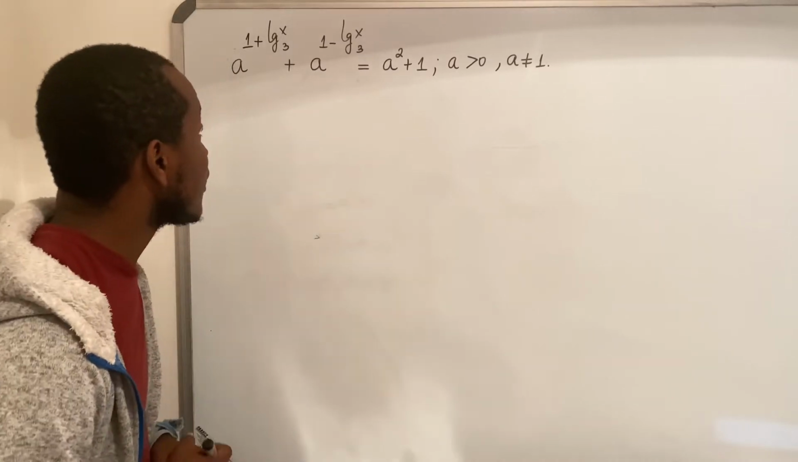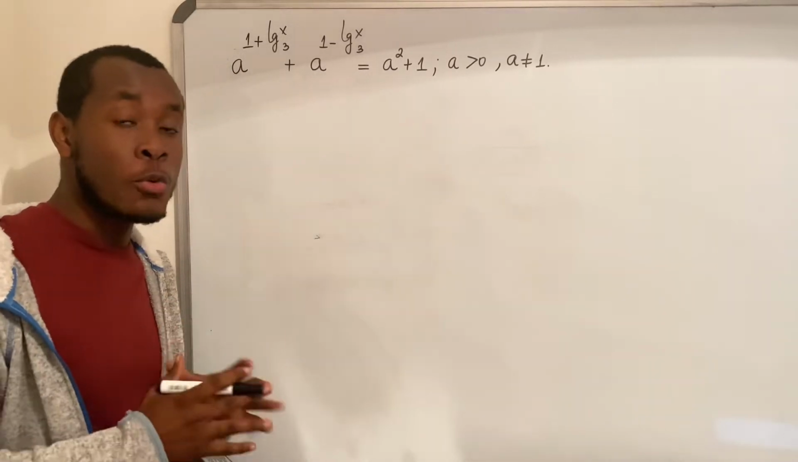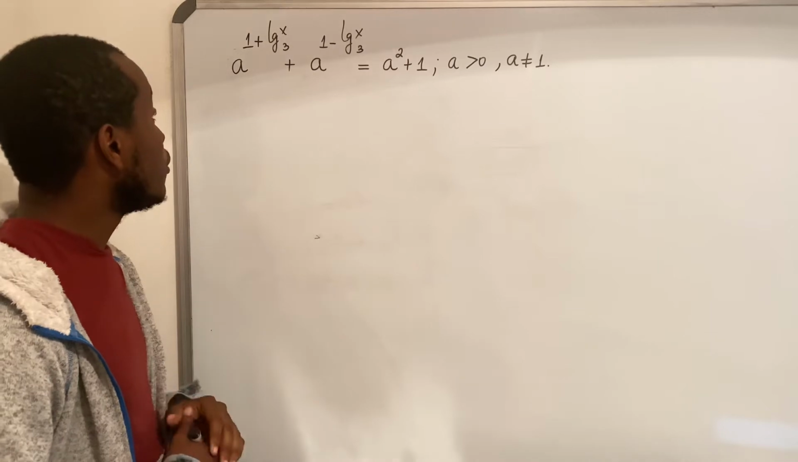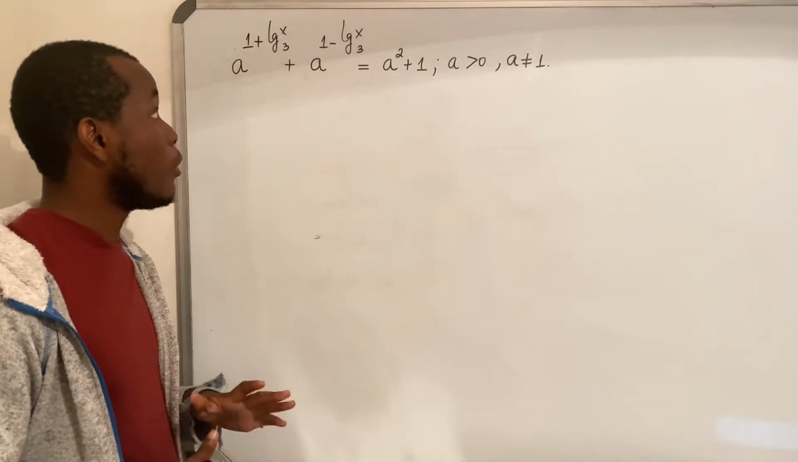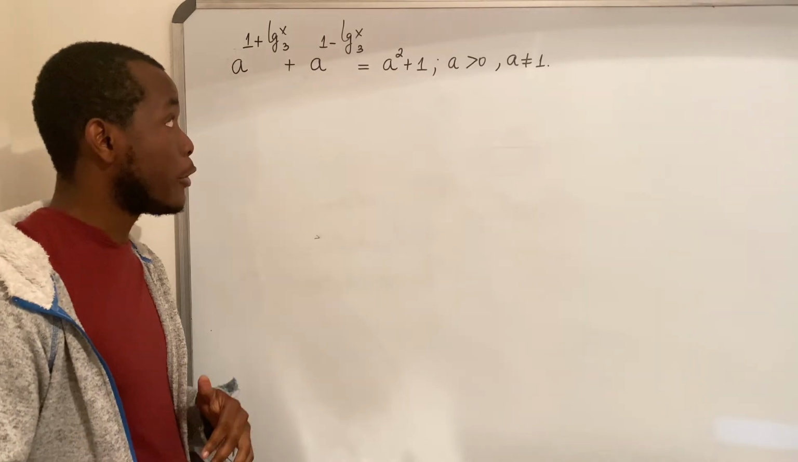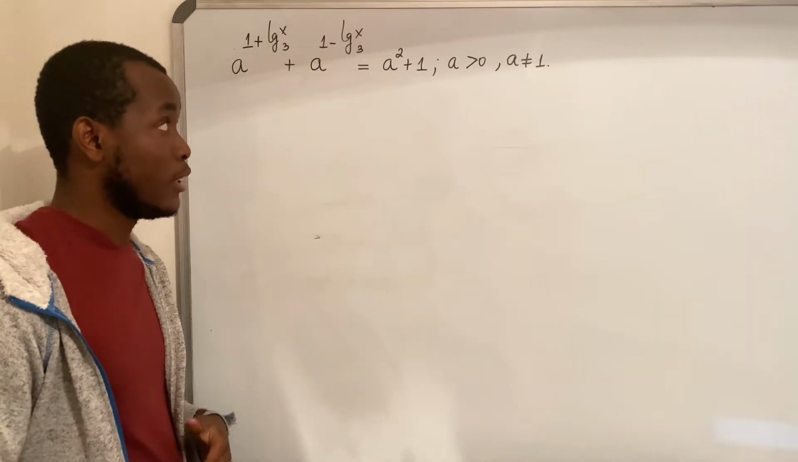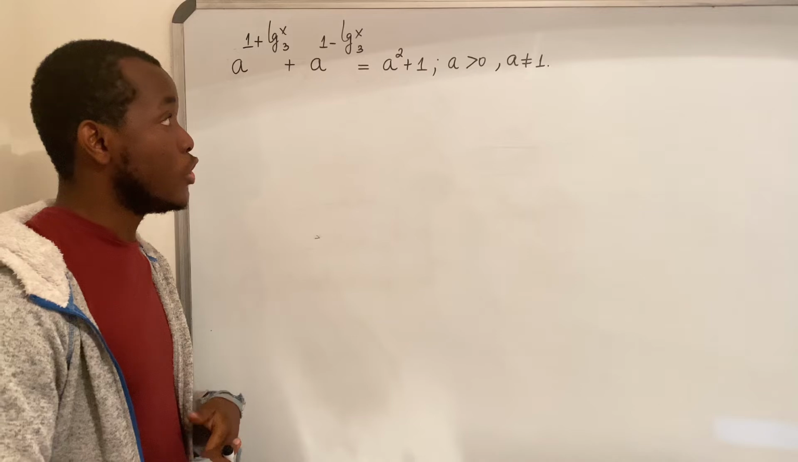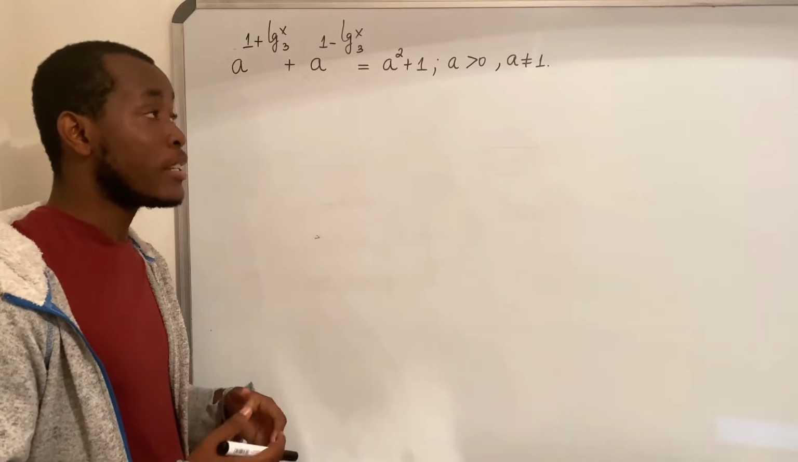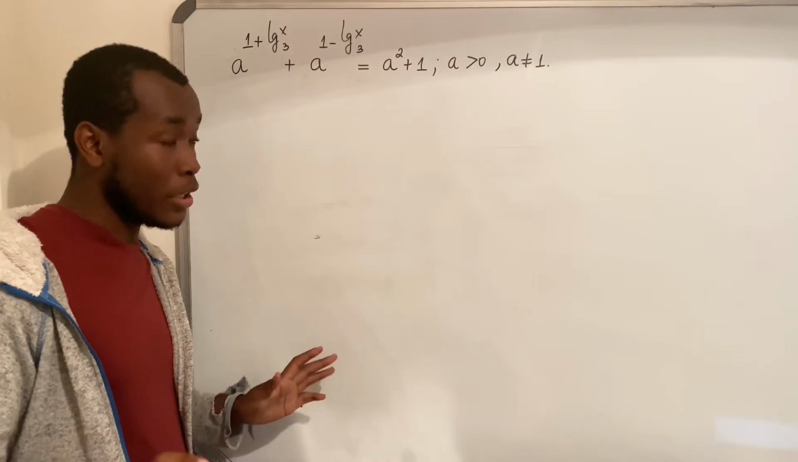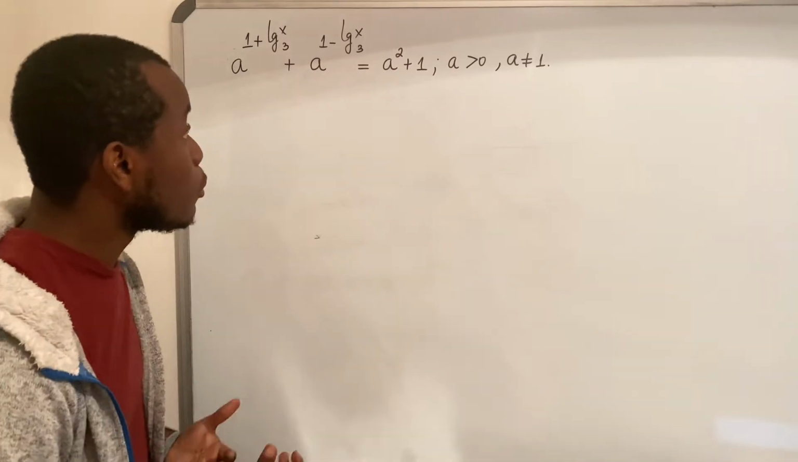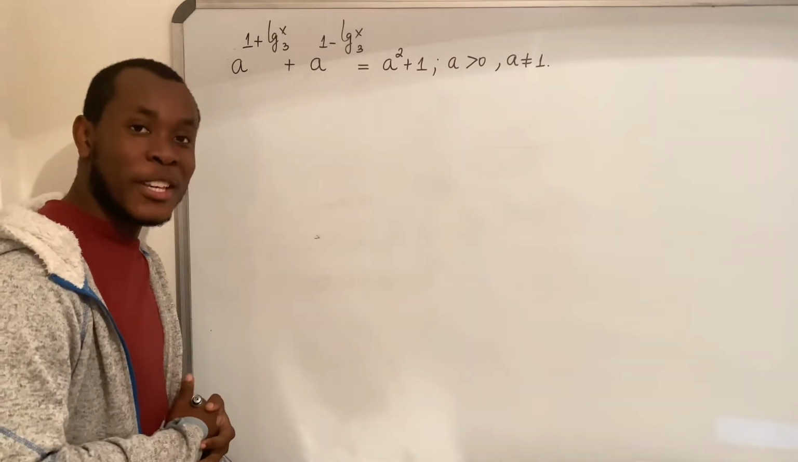Today we have this exercise on a logarithm equation to solve. A to the power 1 plus log of x to the base 3, plus a to the power 1 minus log of x to the base 3, equals a squared plus 1. A is a constant which is greater than 0 except 1. In other words, a is a positive number different than 1. So how do we solve this equation? Let's solve together and have fun.